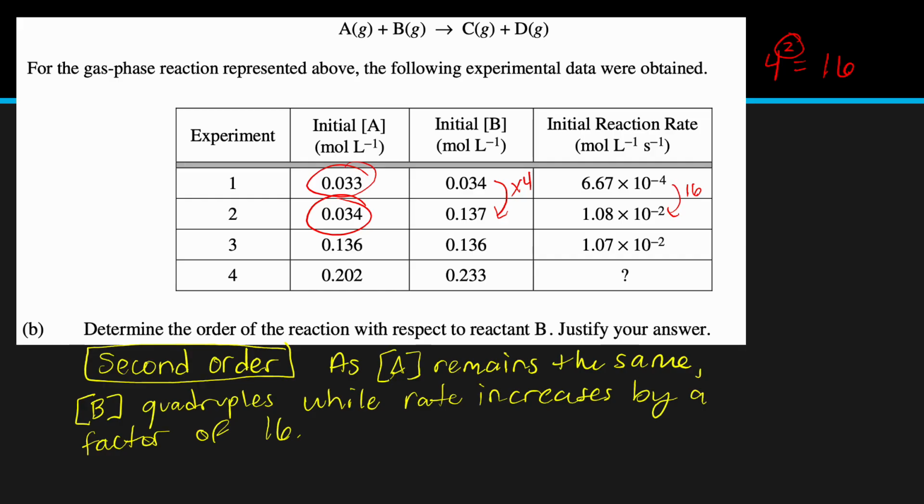So you would write something along the lines of the order of the reaction with respect to B is second order, and that is because as concentration of A remains the same, concentration of B is going to quadruple, while our rate is going to be multiplied by 16. So that is going to be second order. And that is also worth 1 point for the correct order and the correct justification.